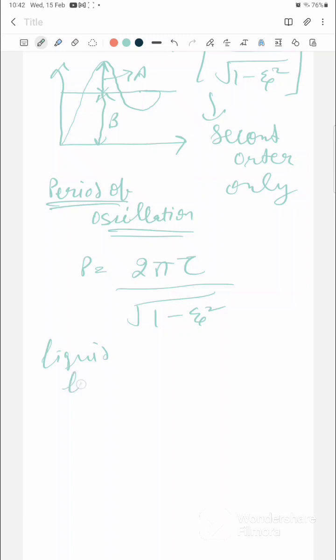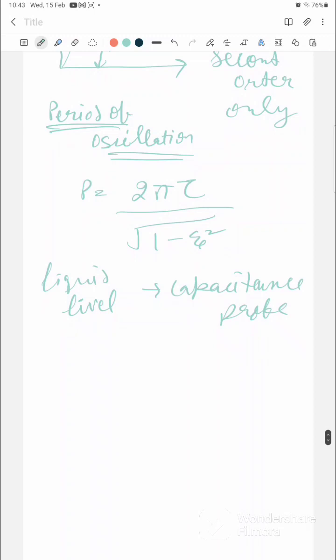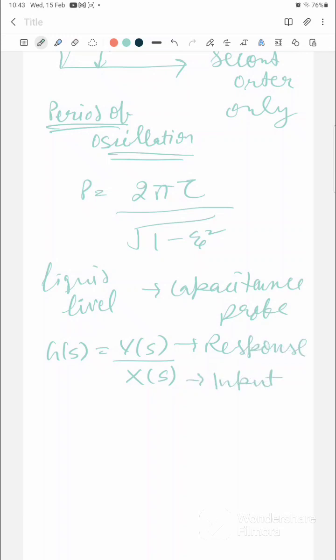Liquid level in a tank can be determined by capacitance probe. It was asked in the GATE exam somewhere, so I wrote it down. Okay guys, so G(s) is Y(s) by X(s). This is the response, and this is the input.